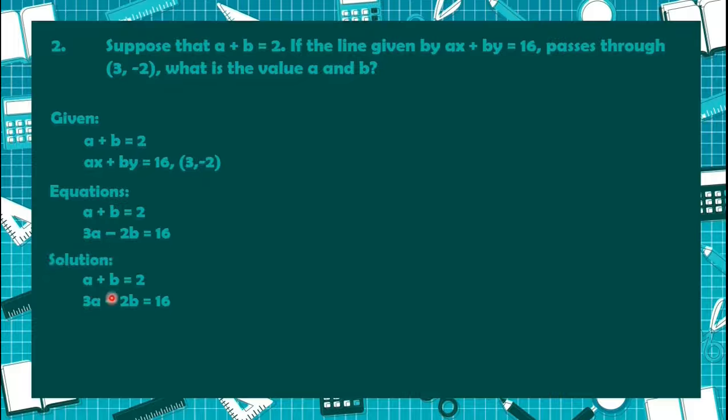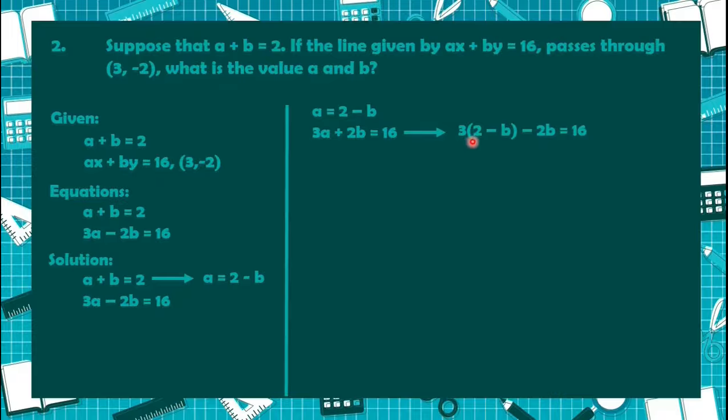We have the solution. Let's solve these equations by substitution method. Let's transform this equation to this one, a equals 2 minus b. Minus b is just transposing this b to the other side. And we have here a equals 2 minus b. 3a minus 2b equals 16. And our value of a equals 2 minus b. Then we substitute this a in here.